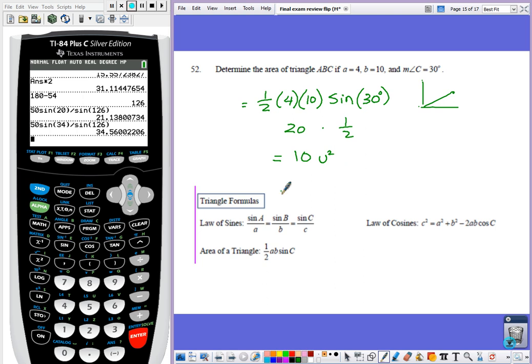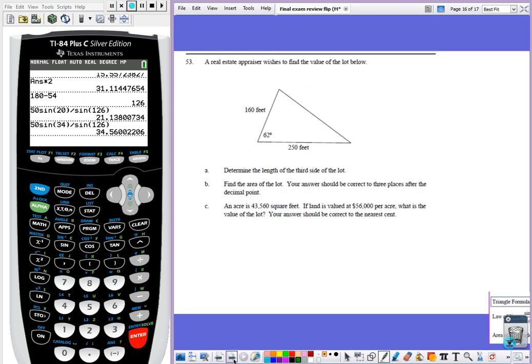So technically, you don't need your calculator for that. You could, if you wanted, plug that in. But I think you guys got that. All right, so area is 10 units squared for number 52. All right, 53. Last 2 problems.